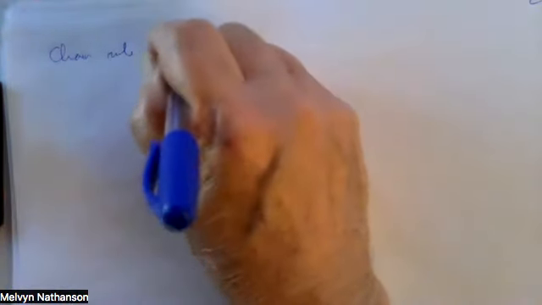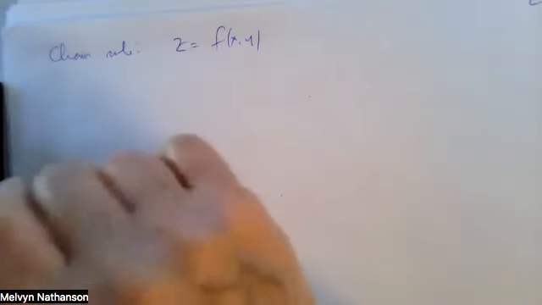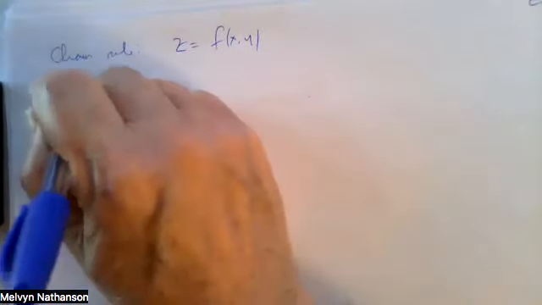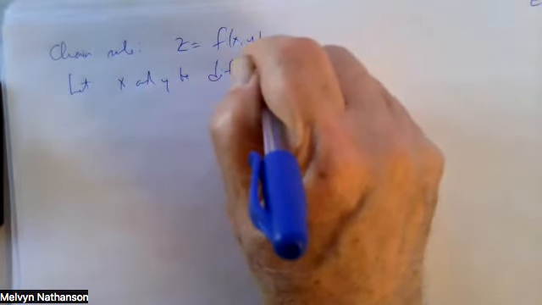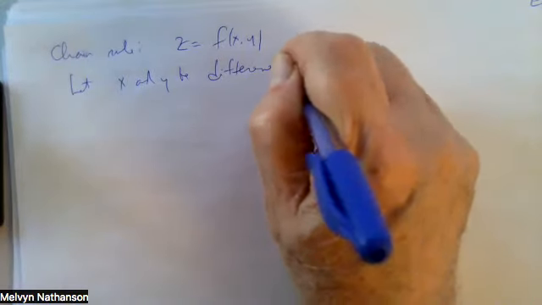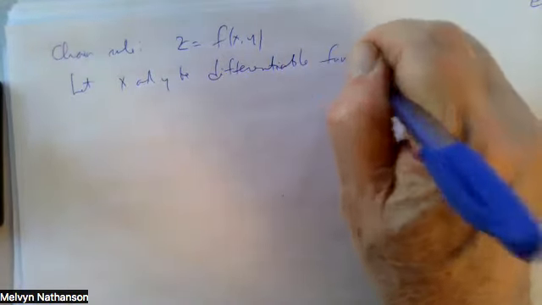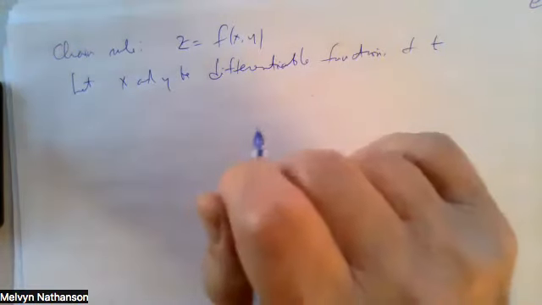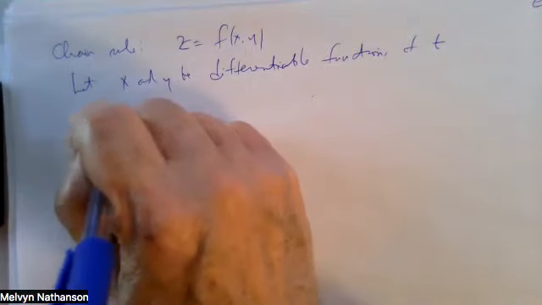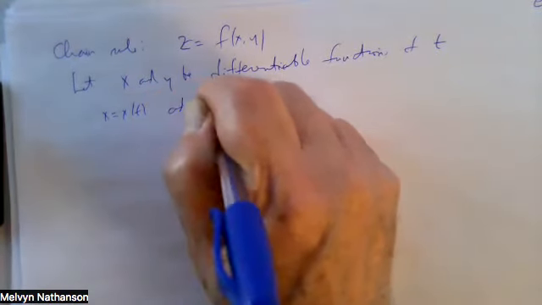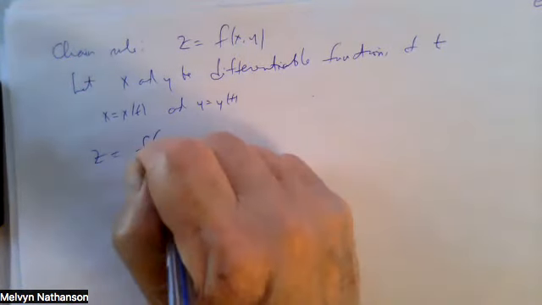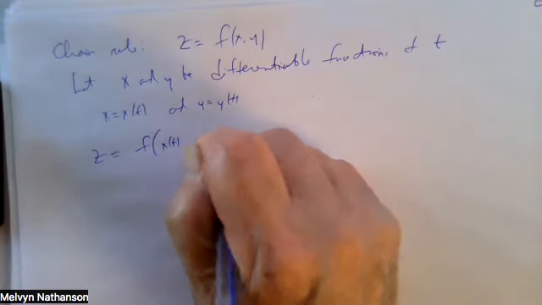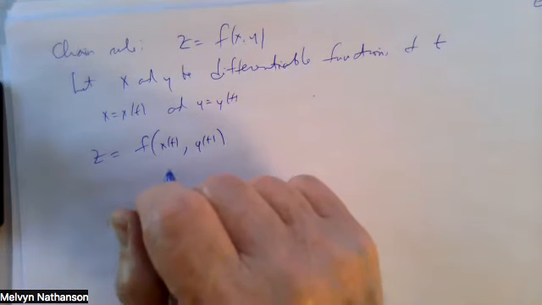So the chain rule. Suppose we have z as a function of x and y, but x and y are differentiable functions of the real variable t. So x is a function of t, and y is a function of t. So I can have z is f of x and y, but x is a function of t, and y is a function of t. So this makes z a function of t.